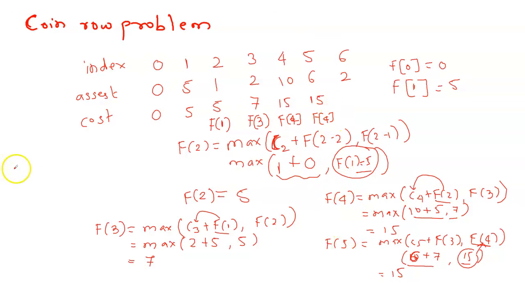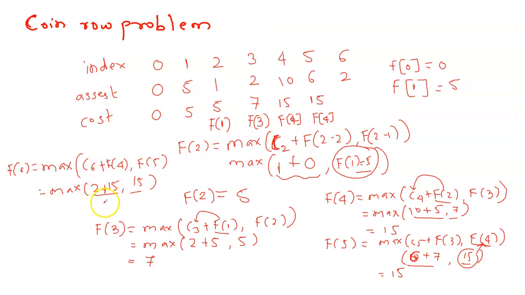So similarly, I will calculate F6 here. F6 is equal to max of C6 plus F4, comma F5. So this is equal to max of, C6, what is the cost of the sixth coin? 2, plus F4, its value is 15, so 2 plus 15, comma, what is the value of F5? F5 is 15. So out of these two, which is maximum? 17. So 17 is the maximum value, and how did we get 17?